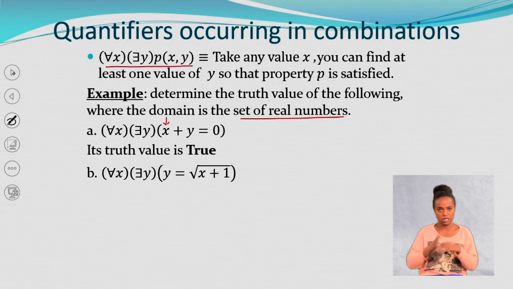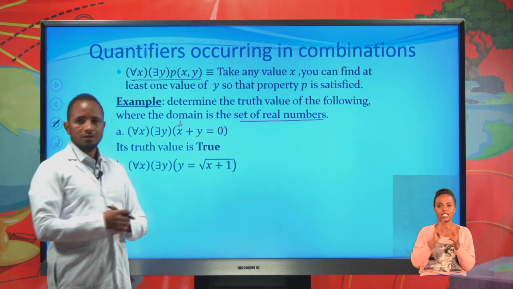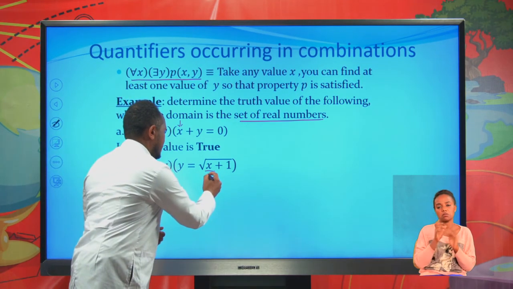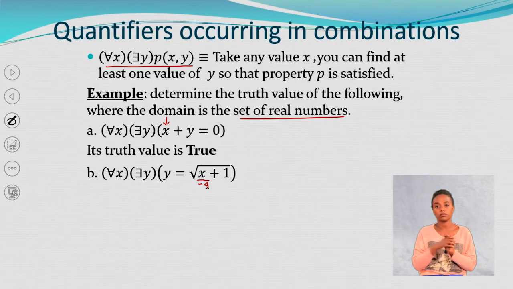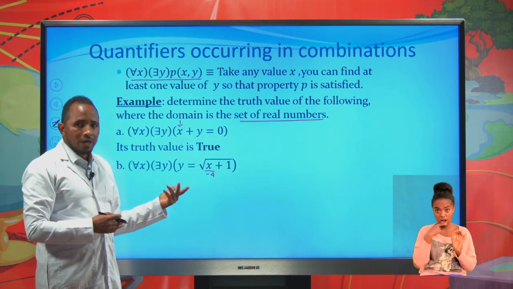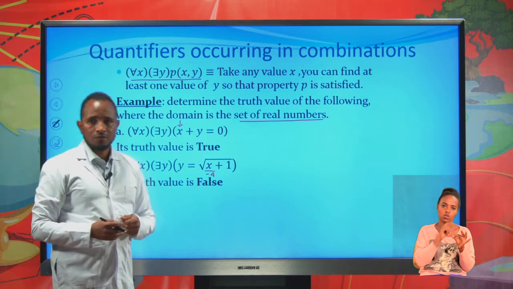Let's proceed. Look at this one. For all x, for some y, y is equal to the square root of x plus 1. Here it says, take any real number x, you can find a value of y satisfying this, where the domain is the set of real numbers. If you take, for example, minus 4, the square root of minus 4 plus 1 gives you the square root of minus 3. If you take any real number x, you can't always find a value of y here, because the square root of minus 3 is not a real number. Since this statement says take any real number x, you can find y, but if you take negative 4 you can't find a value of y, this truth value is false.